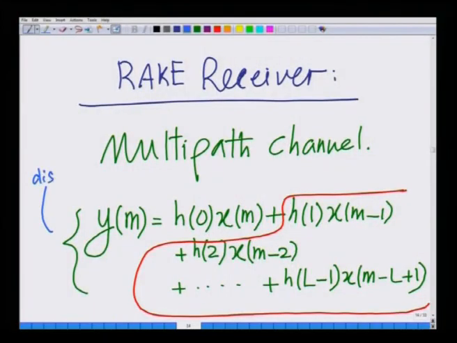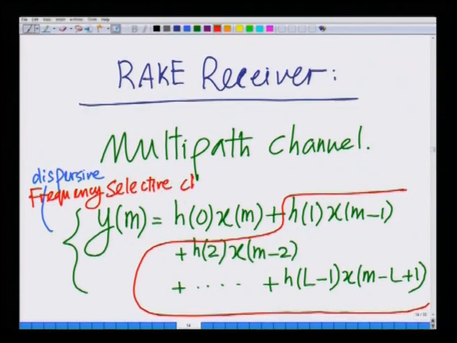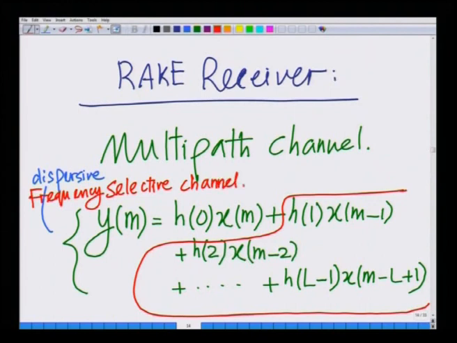Hence, another name for this is dispersive channel, or we also saw that another name for this is a frequency selective channel. In the time domain, this means inter-symbol interference.